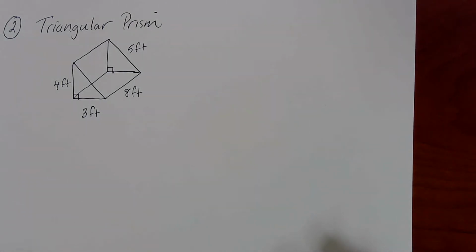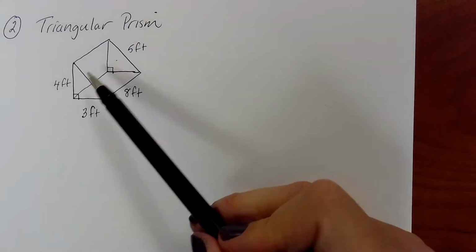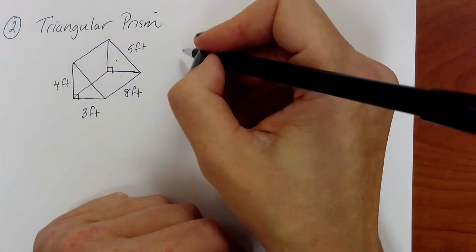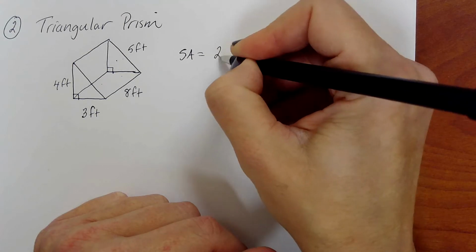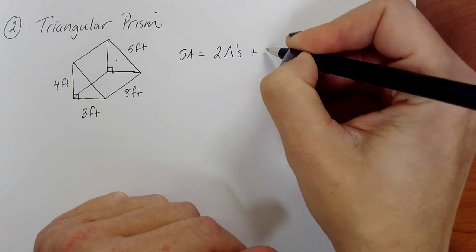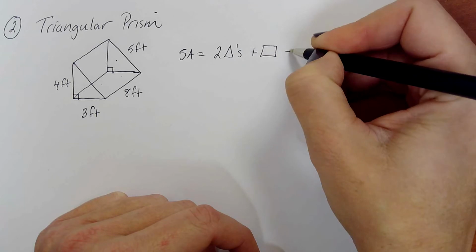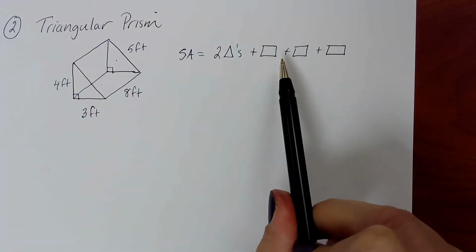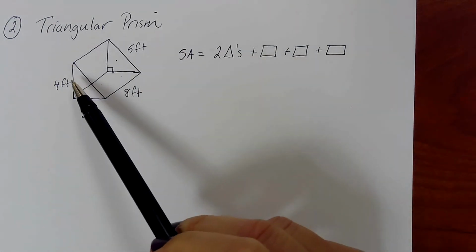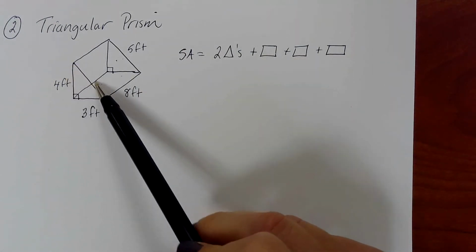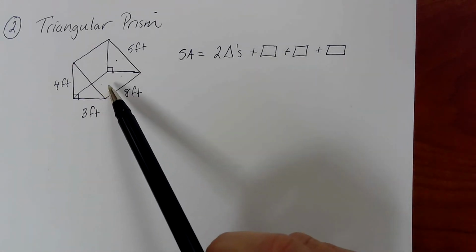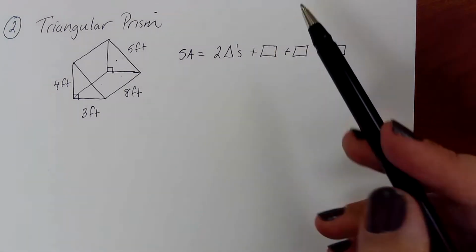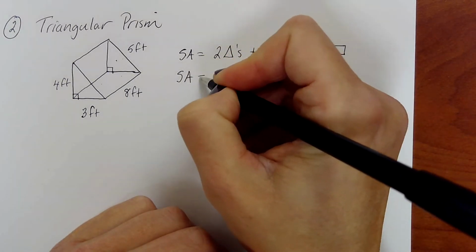So how are we going to do this? Now this shape has 2 triangles and then 1, 2, 3 rectangles. So actually in your mind, you could kind of picture that. It's got 2 triangles plus a rectangle plus another rectangle plus another rectangle. Now sometimes these rectangles might match up. It would depend on the triangle. If you had an equilateral triangle, you'd have 3 of the same rectangles. This triangle has 3 different sides, so they're going to be 3 different rectangles.